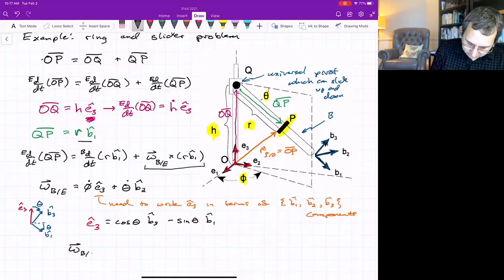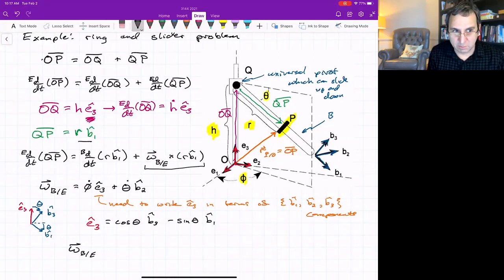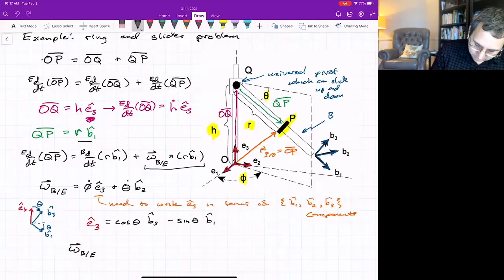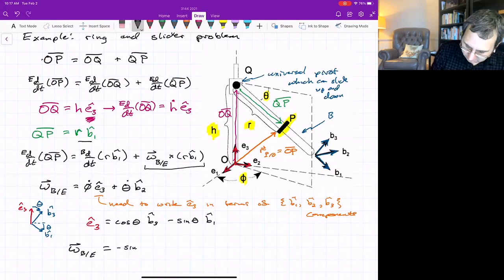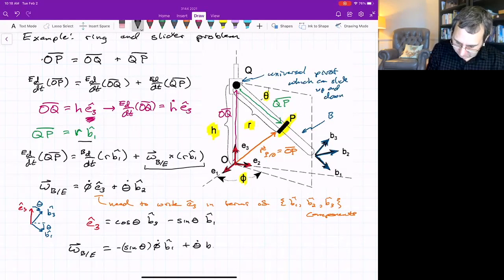So now we can write this angular velocity of the B frame with respect to the E frame completely in terms of B frame components. And we should group them like B1, B2, B3. So what do we have here? We've got negative sine theta times phi dot B1 plus theta dot B2 plus cosine theta phi dot B3.